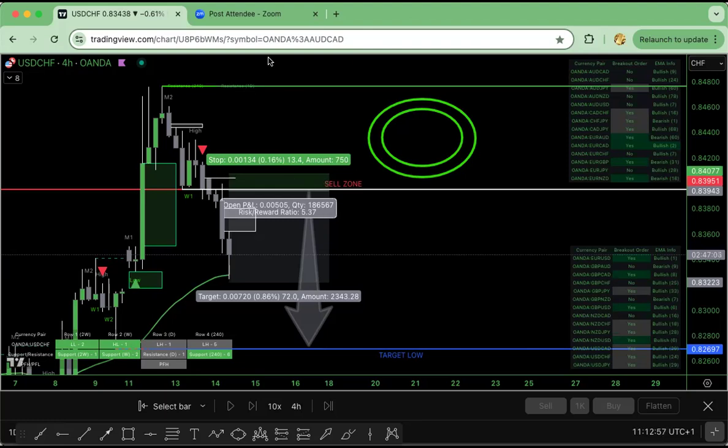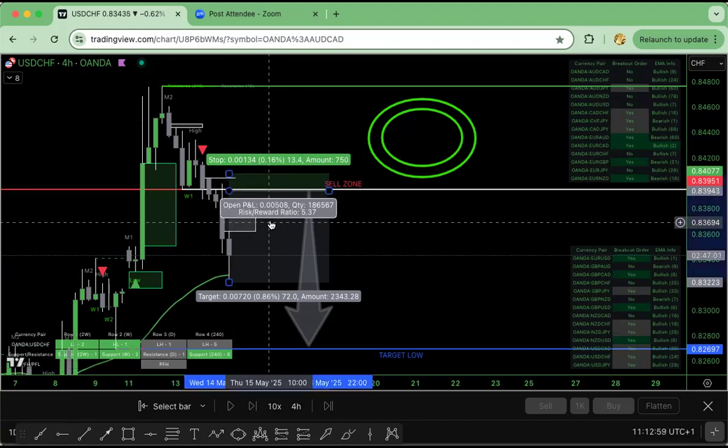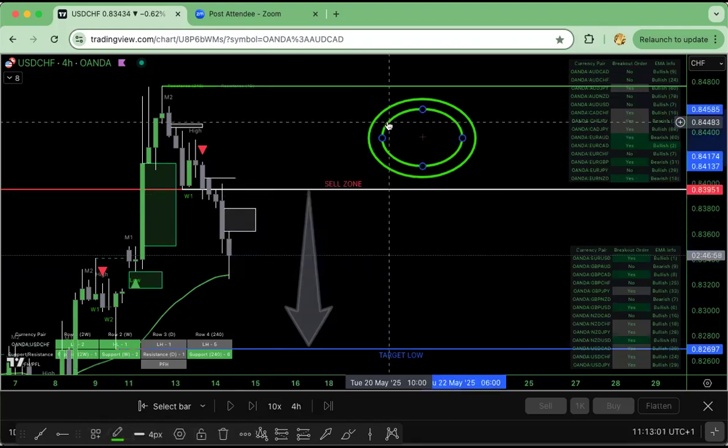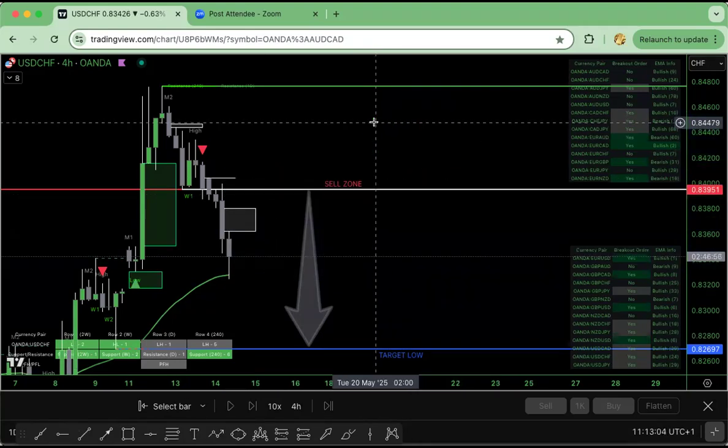Hello, Pikachu. I'm just going through the trade ideas that I gave out today, just to show people the power of Neo. So yeah, that's USD CHF.